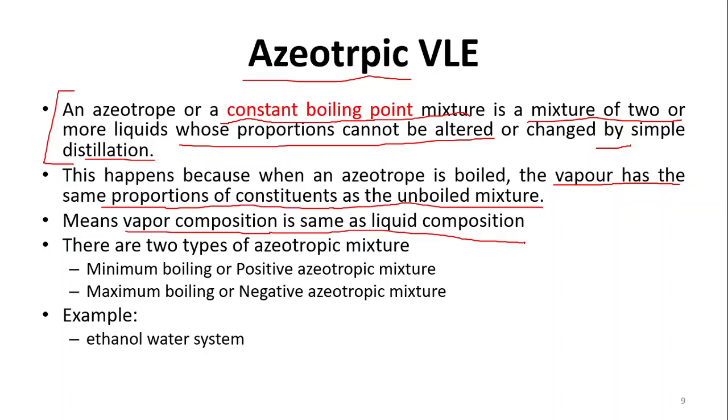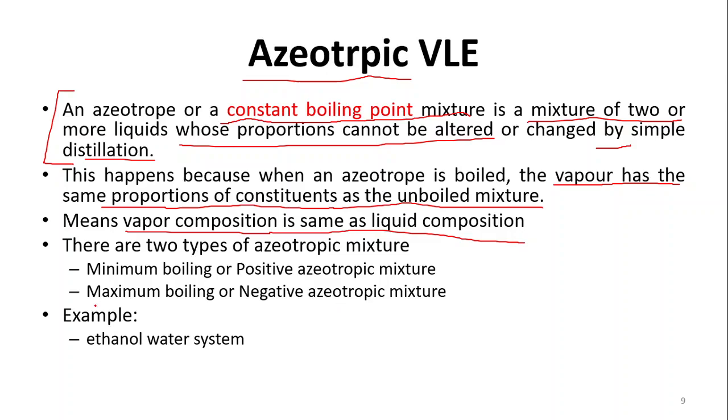different from the common phenomena of mixtures, because mixtures normally do not boil at a single point. They have two points: one is the bubble point, one is the dew point. But in azeotropic mixtures, they have one single point called the constant boiling point. At that position, the vapor composition and liquid composition are both the same. That's why separation is not possible at this position.